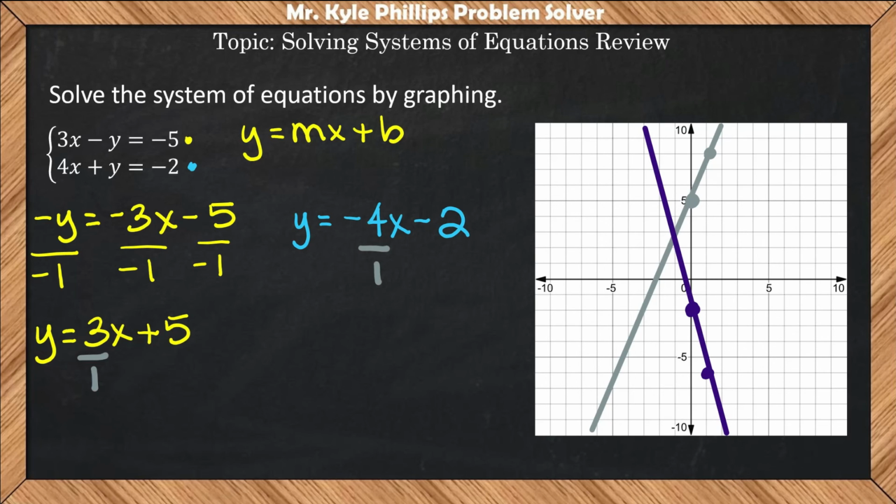Now, the solution to your system of equations is always going to be where the two lines cross, which is going to be here at negative 1, positive 3. That's this coordinate value. All right, so here our solution is going to be negative 1, 3.